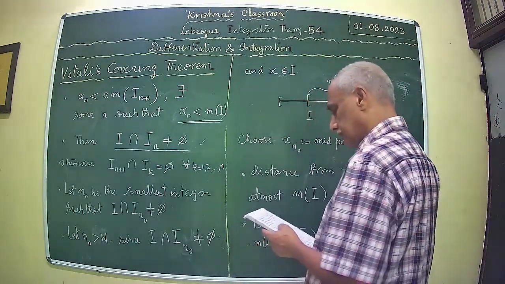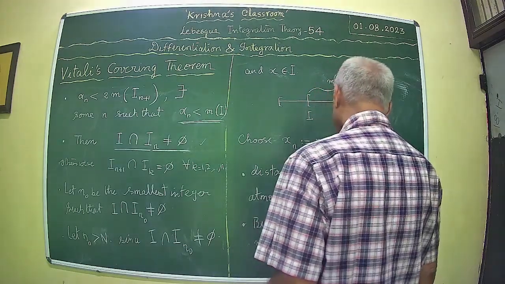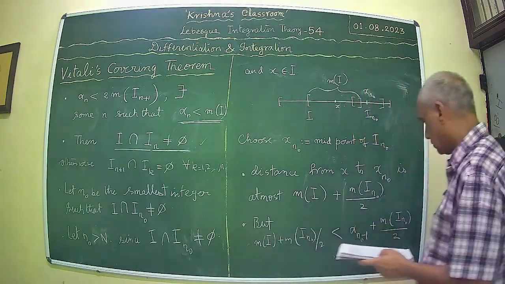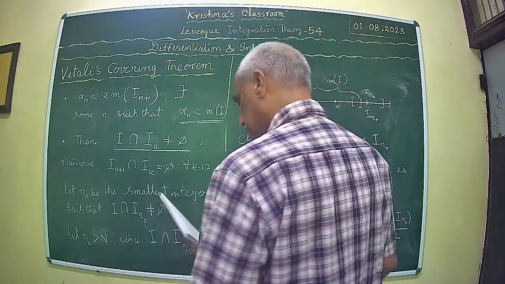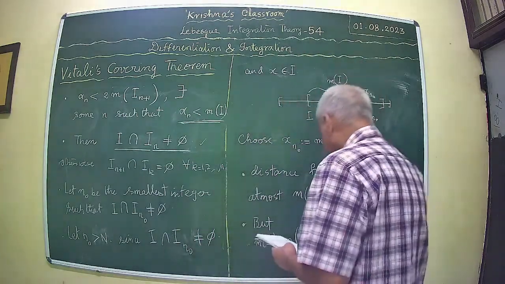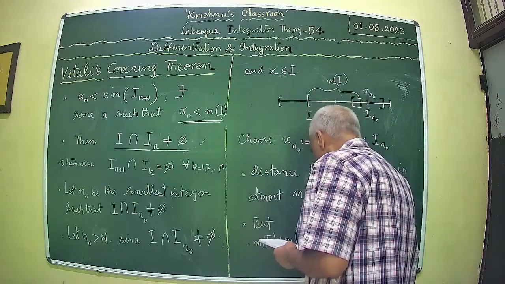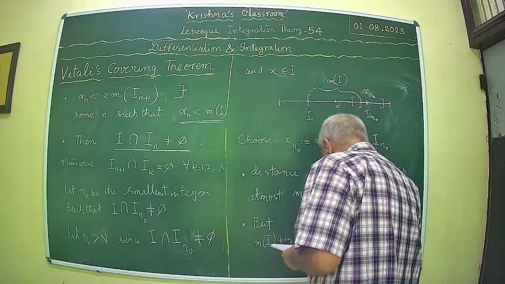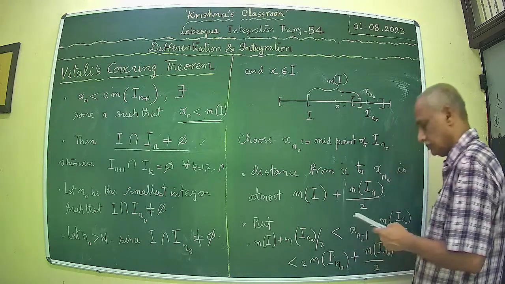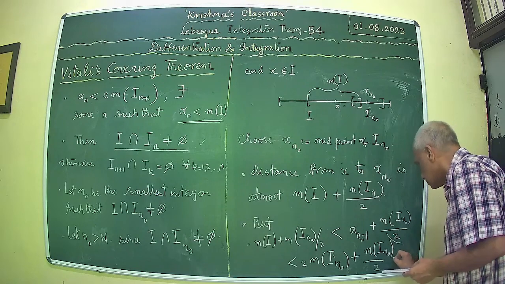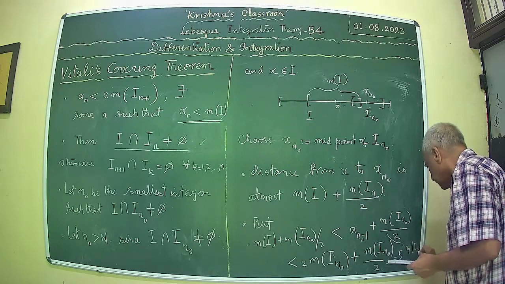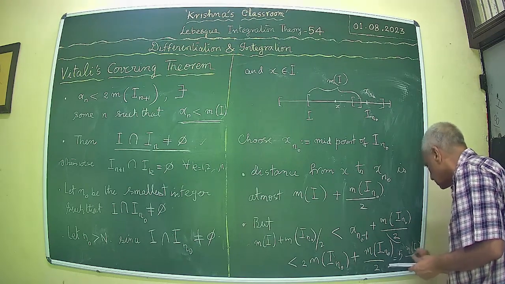So, replace this n by n naught minus 1. So, alpha n naught minus 1 comes here, and this is the choice that we have got. This is greater than this, and this is less than twice measure of I n naught by 2, and that's equal to 5 times measure of I n naught. So this is what you have.